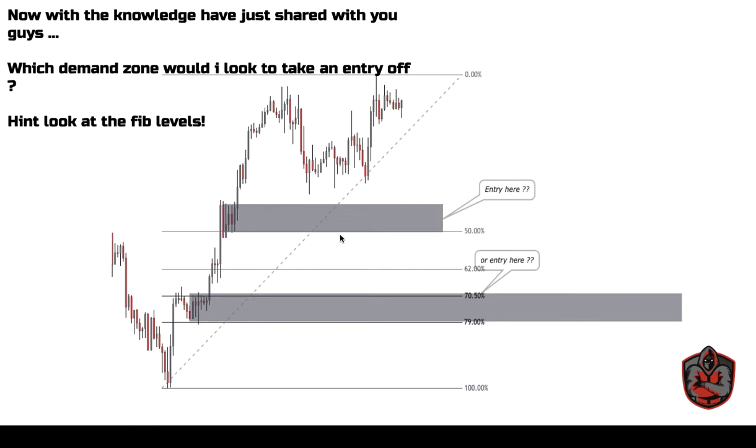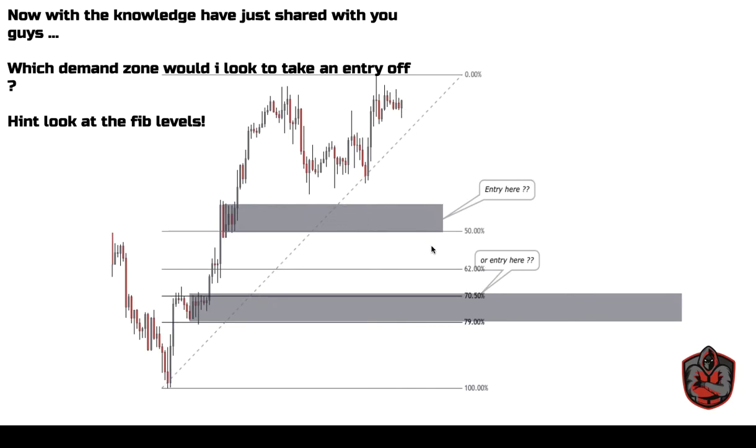So this demand zone here is at equilibrium. So we don't want to be taking entry here. We want to look for discounted zones, right? Now look at this zone that I had marked out. That aligns perfectly with our 70.5 and 79%. So now out of these two zones, with what I just taught you, which zone would you go with? This one, right? As it's in a discounted level.